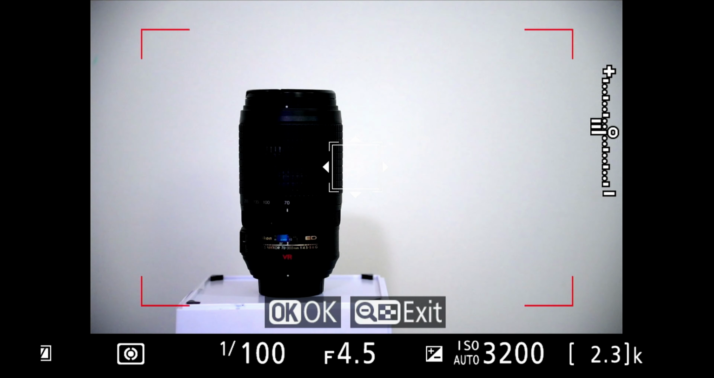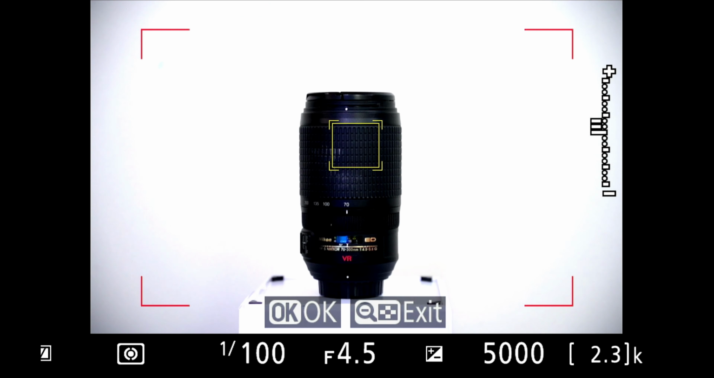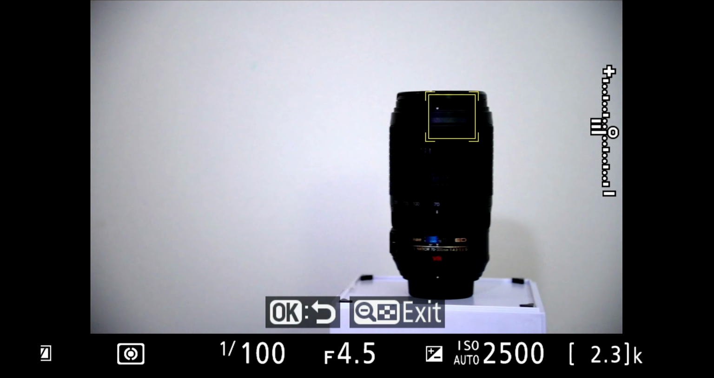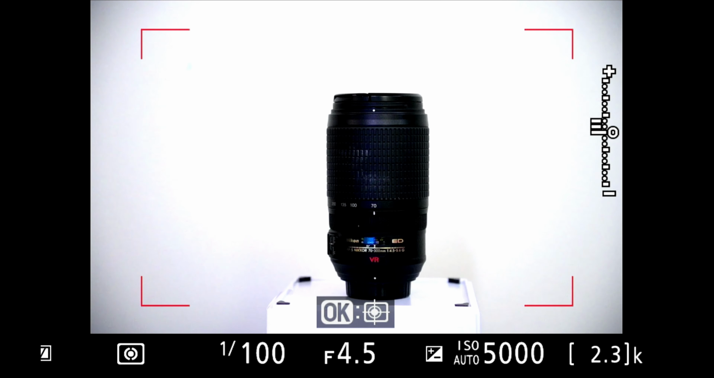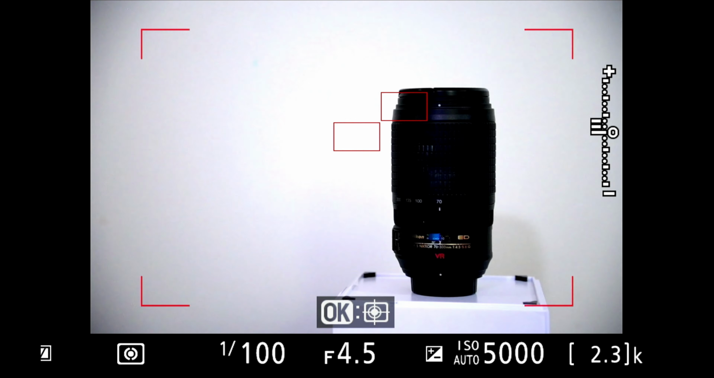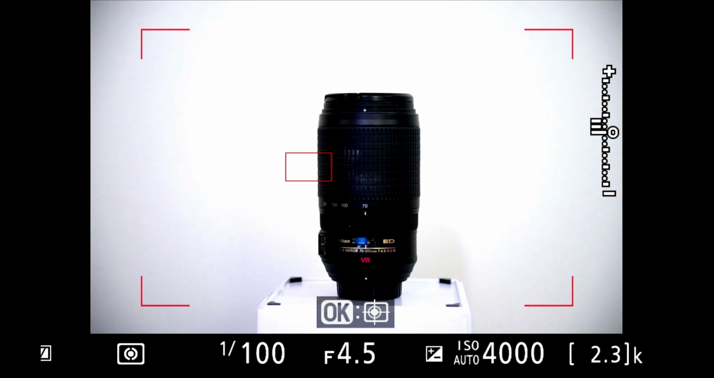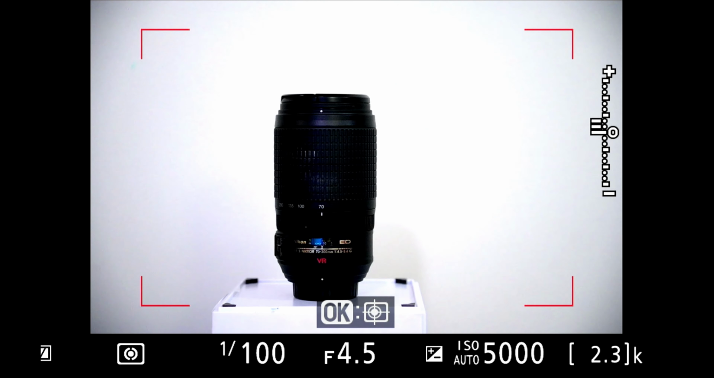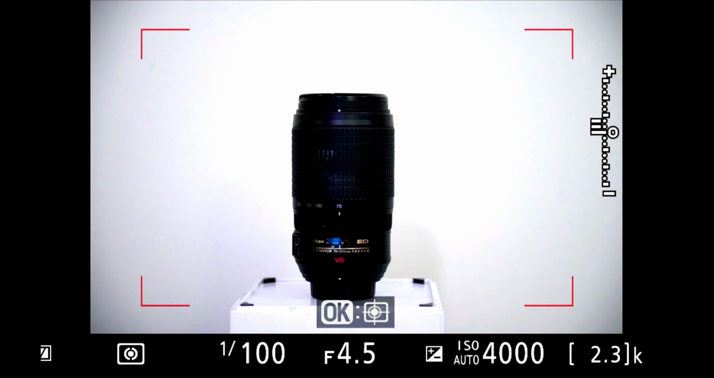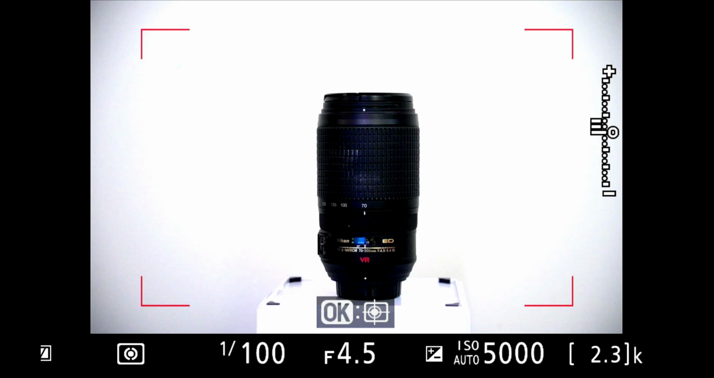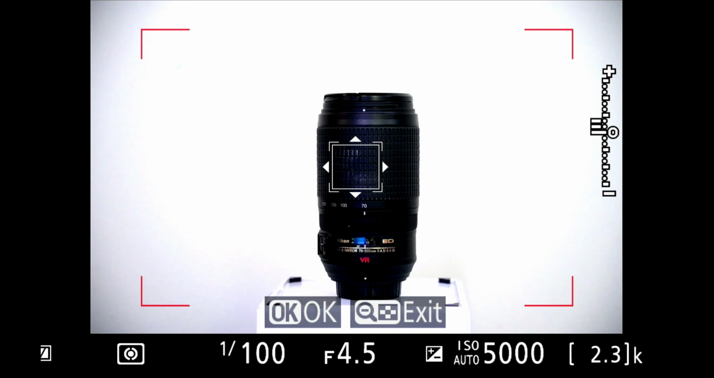If I let go of the AF on button, you can see that it's automatically gone back to the center. I can press it again and it's tracking. I will never use just Auto Area AF, because can you see what it's doing? I've just got red rectangles. So it's potluck whether the camera will actually lock focus or it won't. So the only time that I will be in Auto Area AF is when I'm using subject tracking.